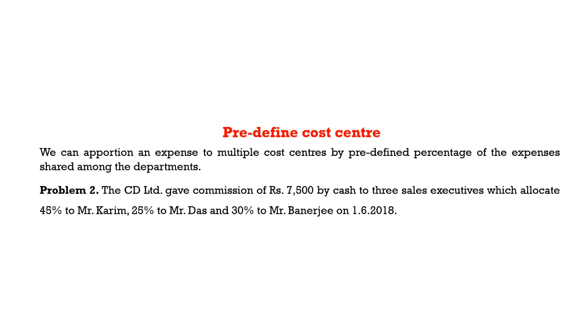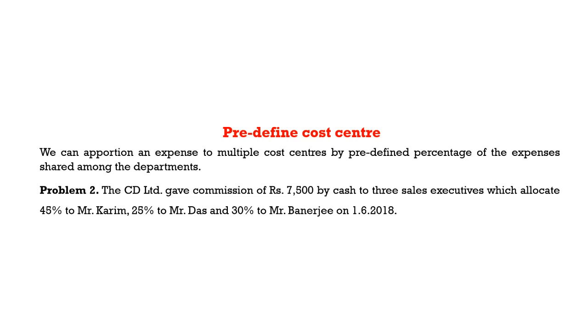has been allocated among the respective heads as per the percentage assigned. Now take a look at this particular question. It says CD Limited, in our case this is cost center limited, gave commission of 7500 by cash to 3 sales executives, which allocates 45% to Korim, 25% to Mr. Das, and 30% to Mr. Banerjee. On what date? On 1/6/18. So now the question arises.